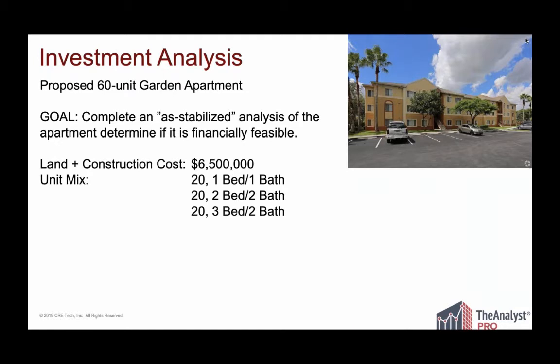We're going to put up the 60-unit apartment. We're going to do an even unit matrix, or unit mix. We'll have 21 one-bedroom, one-baths, 22 two-bedroom, two-baths, and 23 three-bedroom, two-baths.